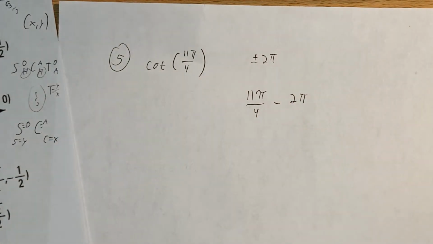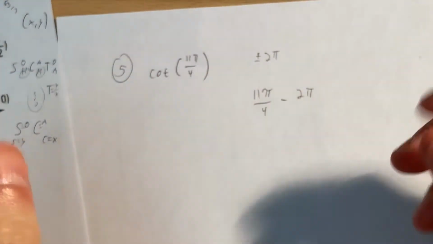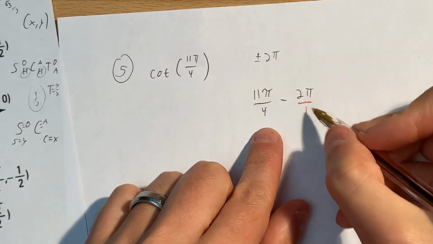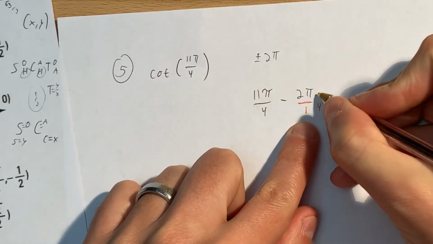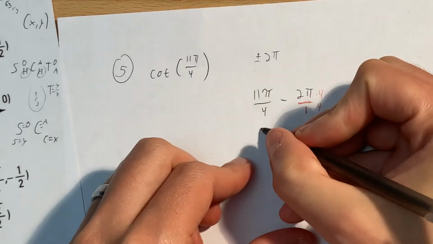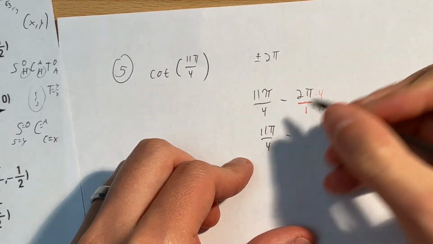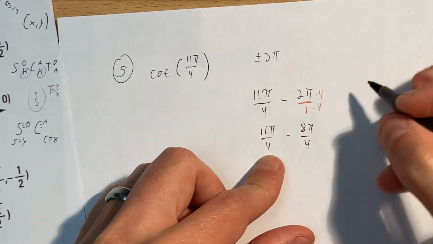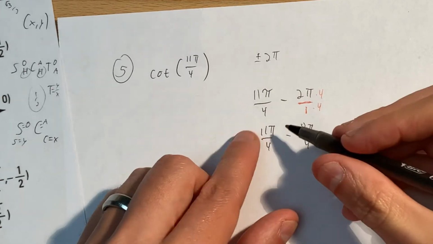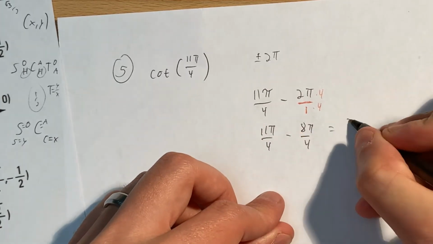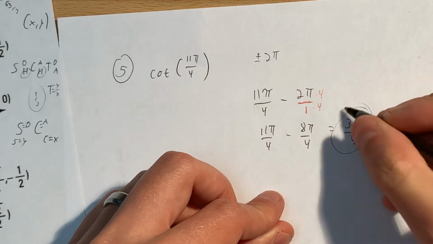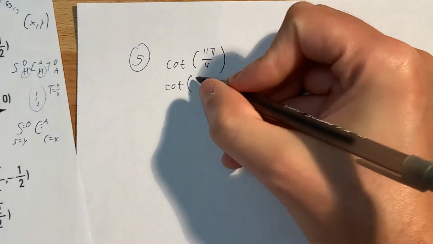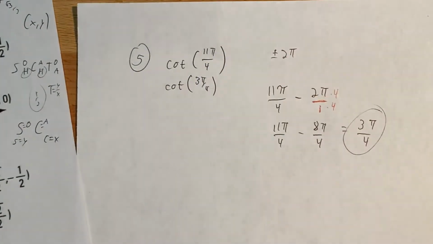Let's see if I can get some multicolor action going on here for you all. 2 pi is over 1. We need a common denominator to subtract them. So I'll multiply this by 4 over 4. So we get 11 pi over 4 minus 2 times 4 is 8 pi over 4. So now they have a common denominator. 11 minus 8 equals 3. Woo! So that means this can now just be 3 pi over 4 instead. That's what we're going to look up on the unit circle.